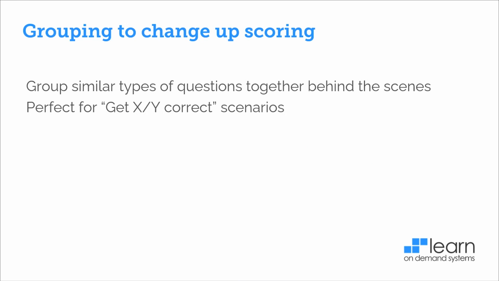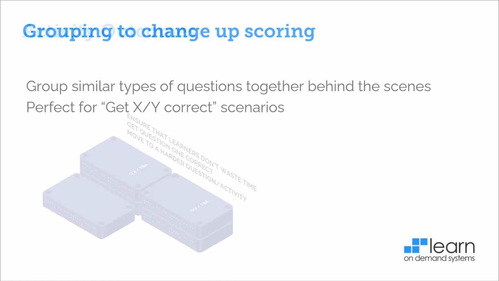You can use grouping to change up the scoring. So group similar types of questions together behind the scenes. This is perfect for those get 2 out of 3 of these answers correct, because if you group them together, you can do the scoring for the group and not for the individual. Well, I shouldn't say that. You're still doing the individual, but the group is going to provide the answer or your score, not individual ones. And once again, I'll show you these in just a moment.